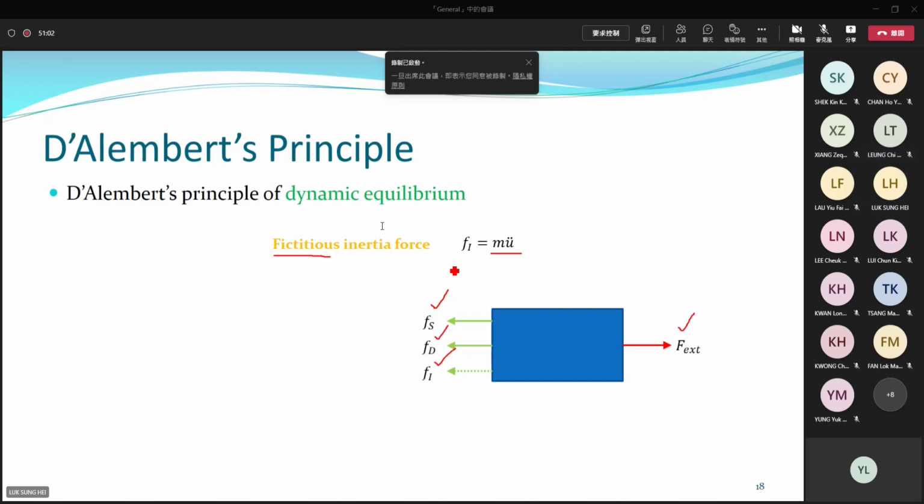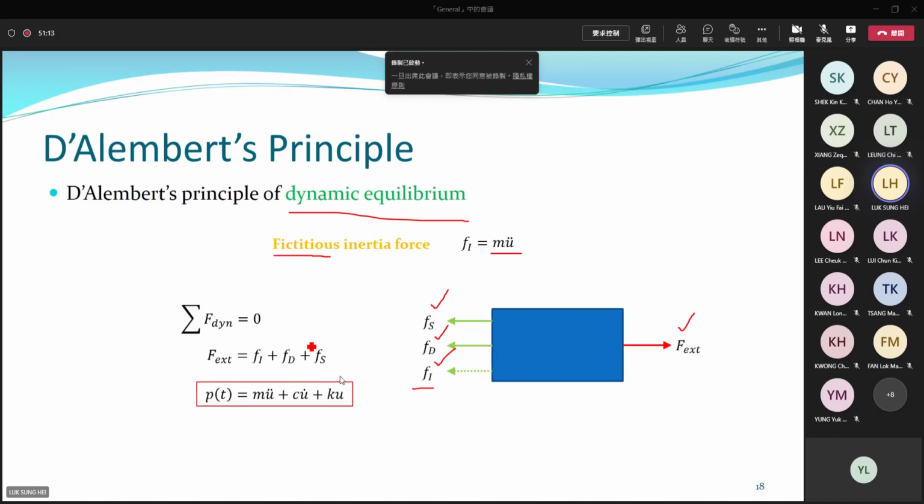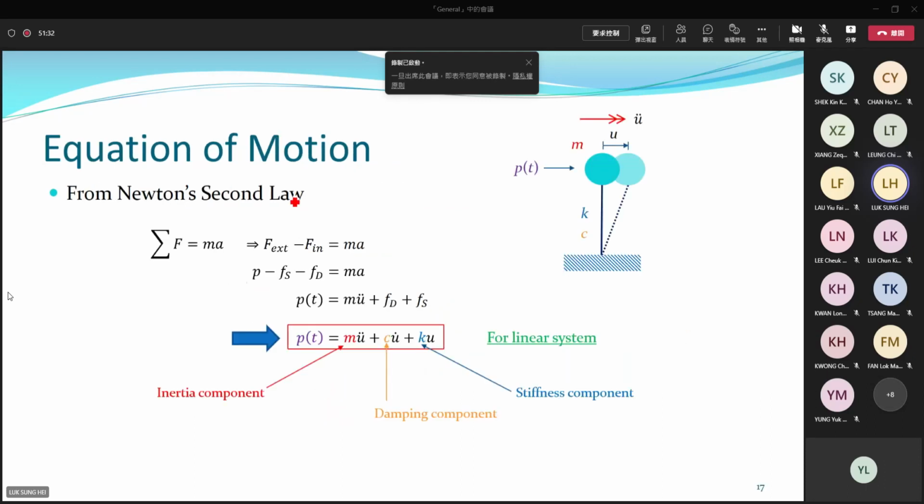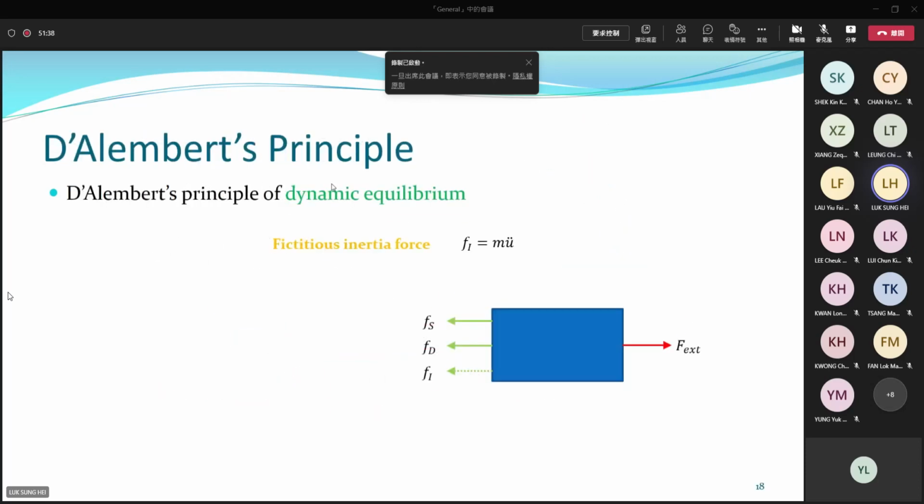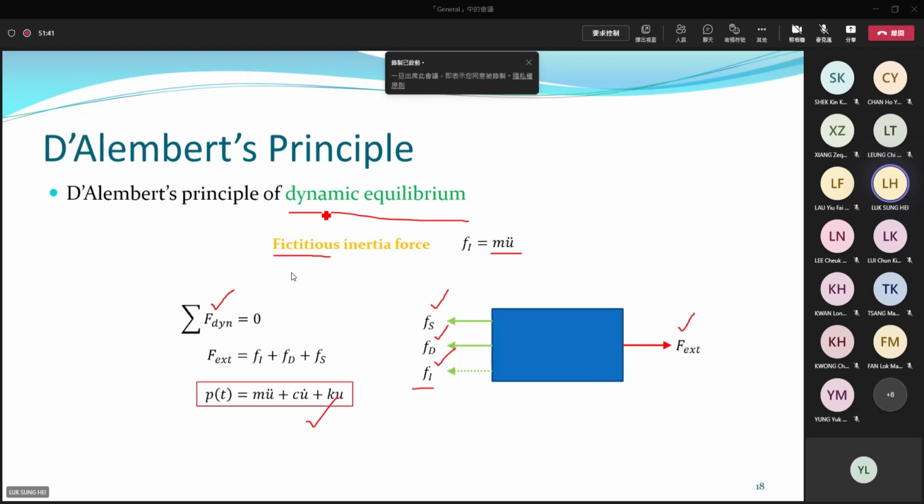From this picture, you can consider it just like equilibrium. What is equilibrium? Summation of forces equal to 0. But this time you need to consider this fictitious inertial force as well in your formulation. So when you consider dynamic equilibrium, the sum equal to 0, the external force equals Fi plus Fd plus Fs. So it also gives you the same outcome. You can derive this equation using Newton's second law, just like what we did before on the previous page. Or if you like, you may use so-called dynamic equilibrium. They give you the same outcome.